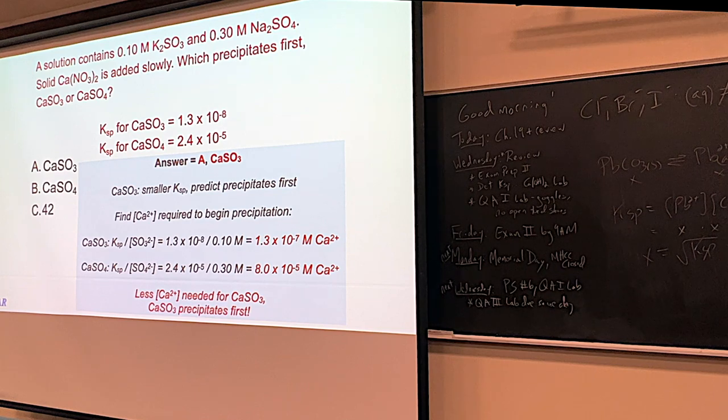So either of those answers are great. I'm going to use these numbers on the next slide, so I'm just letting you know. But really, in this problem, you could literally just look at Ksp. Smaller Ksp means precipitate first. On the other hand, if you want to really verify it, and there's nothing wrong with that, you can solve for the actual amount of calcium you're adding. Any questions?